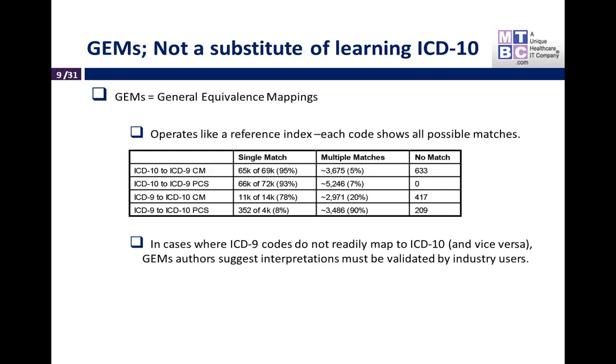Majority of the providers are already aware of GEMs, that is, general equivalence mappings, a tool that can be used to convert data from ICD-9 to ICD-10 and vice versa. GEMs are also known as crosswalks, as they provide important information linking codes of one system with codes in the other system. An ICD-9 code may have a single match or multiple matches with ICD-10. But also there are a few codes that don't have any match with ICD-10. So they can only be used as a reference index.